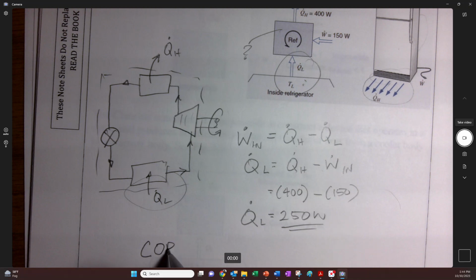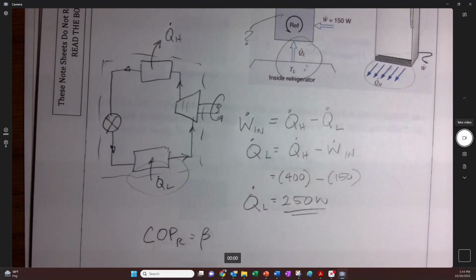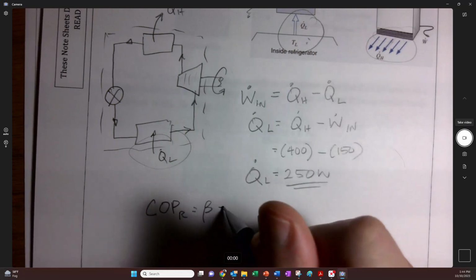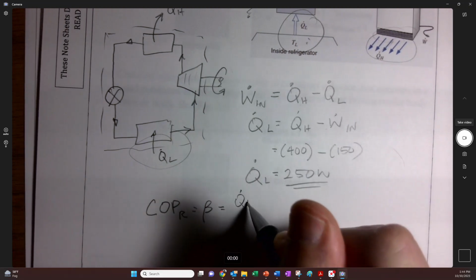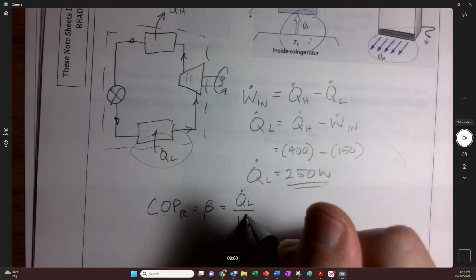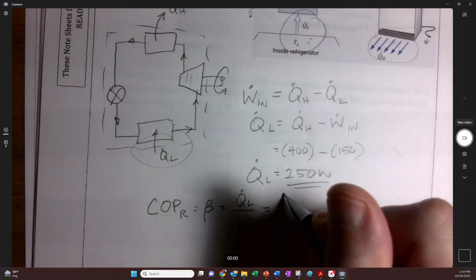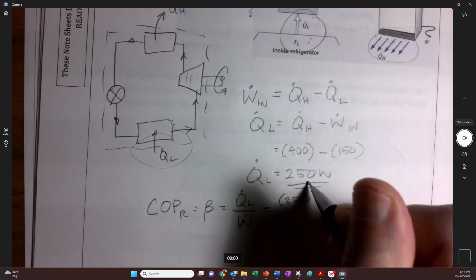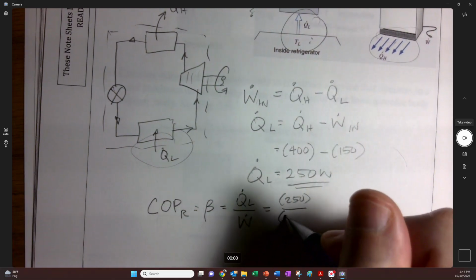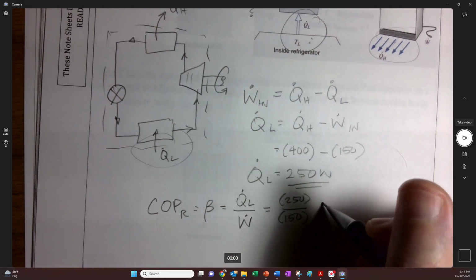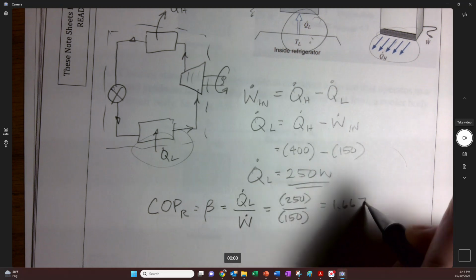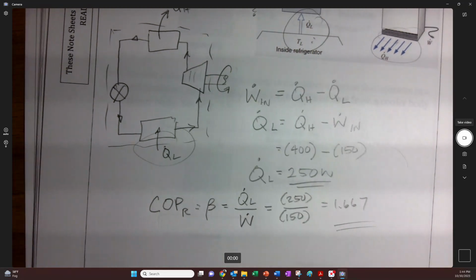We do the coefficient of performance, and this is for a refrigerator, also called beta in the Borgnakke book. And we take what we want, which is the QL, divided by what we paid for, which is the amount of power in. So we're moving 250 watts, and it took us 150 watts to do it. So we get 1.667 as our coefficient of performance.